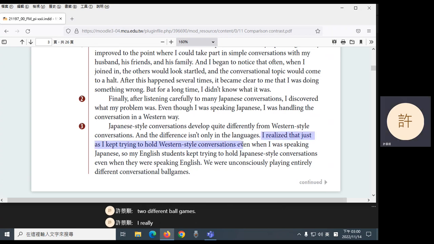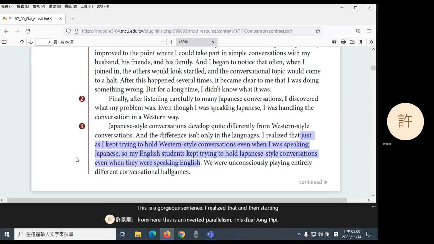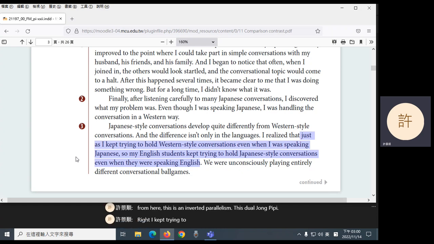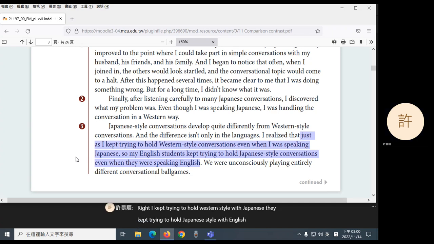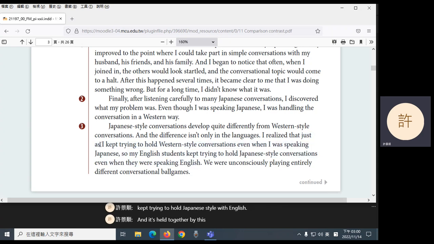I really like this sentence. This is a gorgeous sentence. I realized that, and then starting from here, this is an inverted parallelism. This is 倒装排比, right? I kept trying to hold Western style with Japanese. They kept trying to hold Japanese style with English. And it's held together by this sentence structure. Just as A, so B. In Chinese, we call this 就像A, 同样的B. Great sentence. Okay, so these three paragraphs introduce the essay.